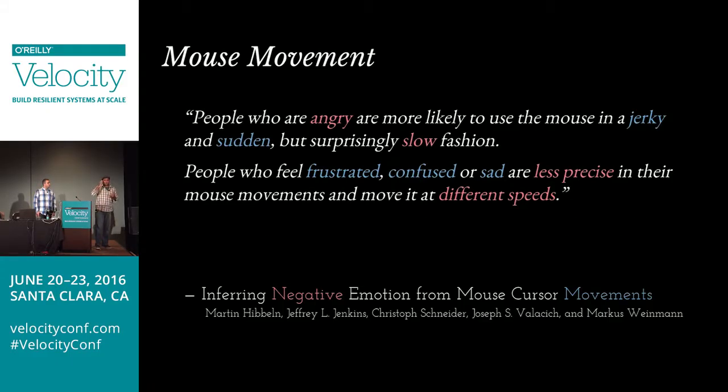The next thing is mouse movement. So there's another research paper from Brigham Young University, right? It's inferring negative emotion from mouse cursor movements. So it turns out that people who are angry are more likely to move their mouse in a jerky fashion, right? And they move it extremely slowly. Whereas people who are frustrated, confused, or sad are less precise in their movements and move it at different speeds. So just by measuring mouse movement, just subscribe to the on mouse move event on document and look at mouse movements over time. And that kind of tells you what the user state is at that point of time.